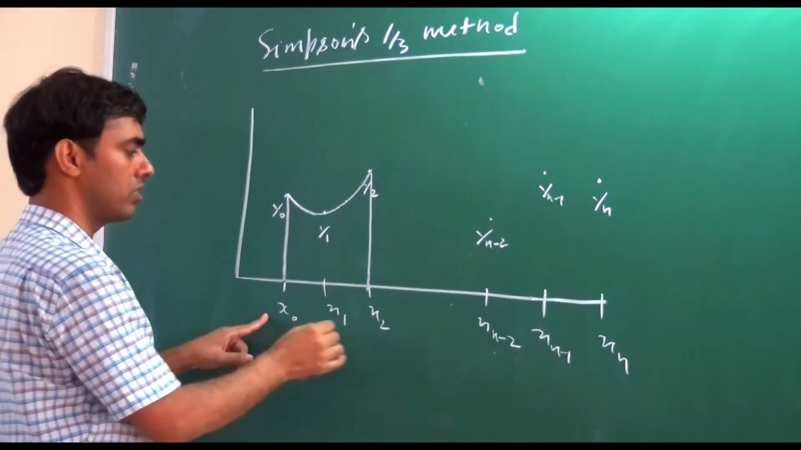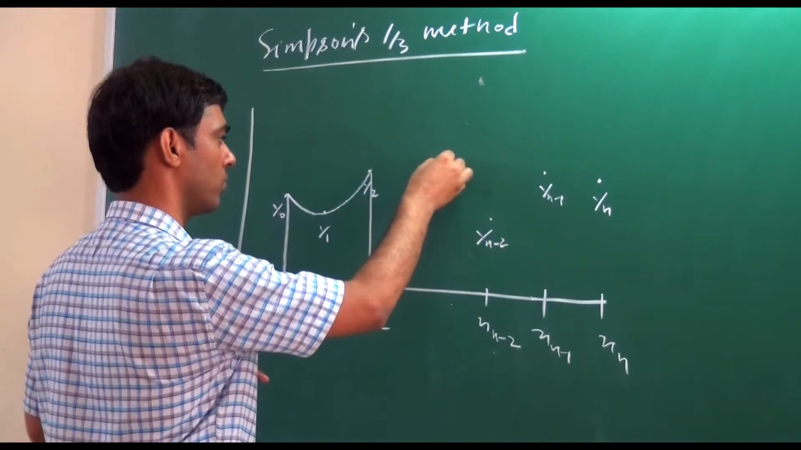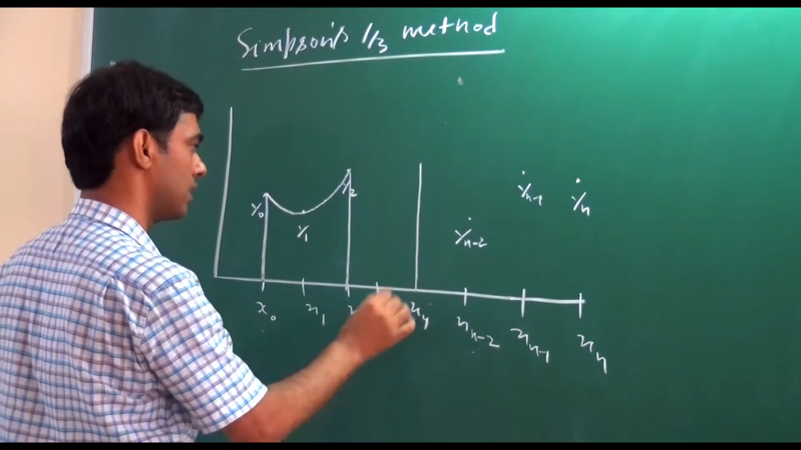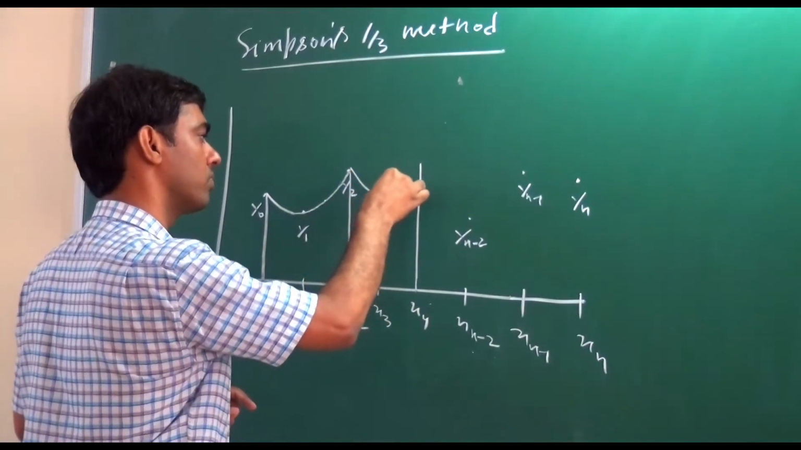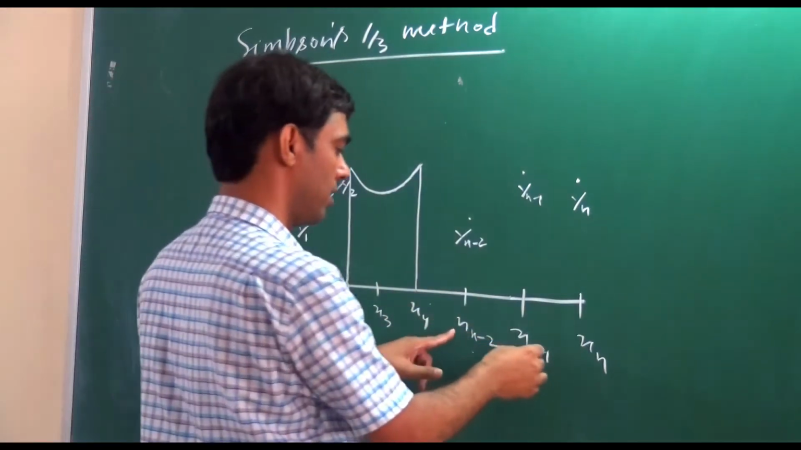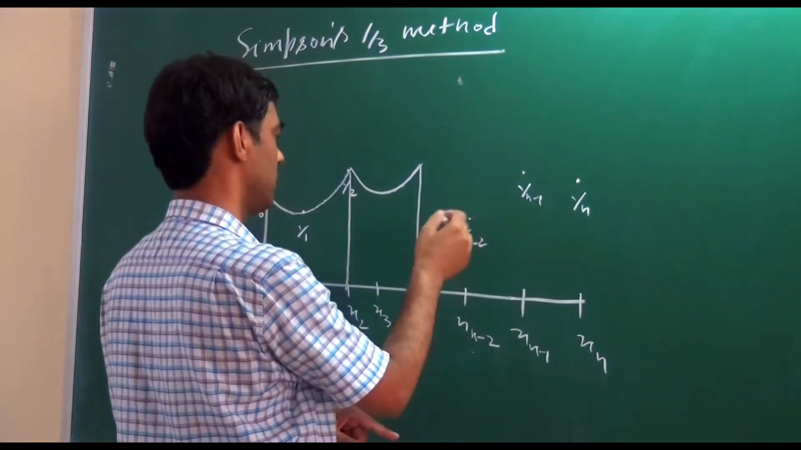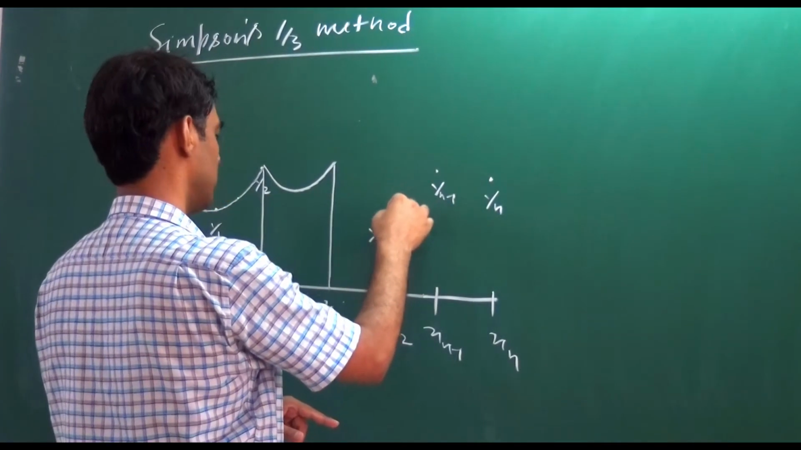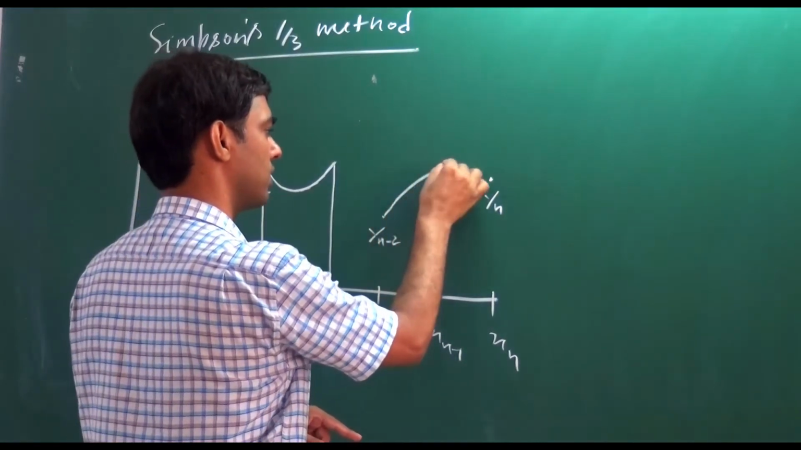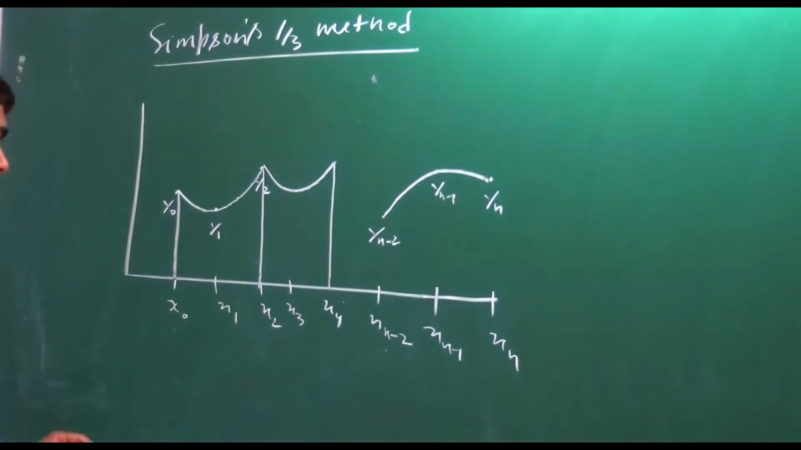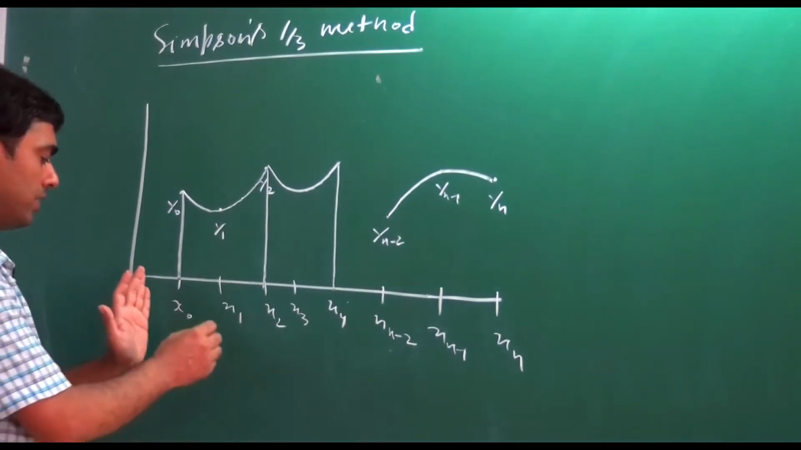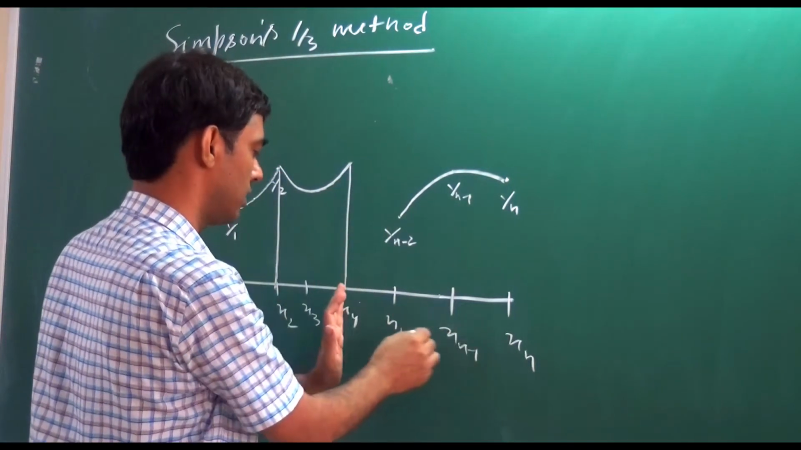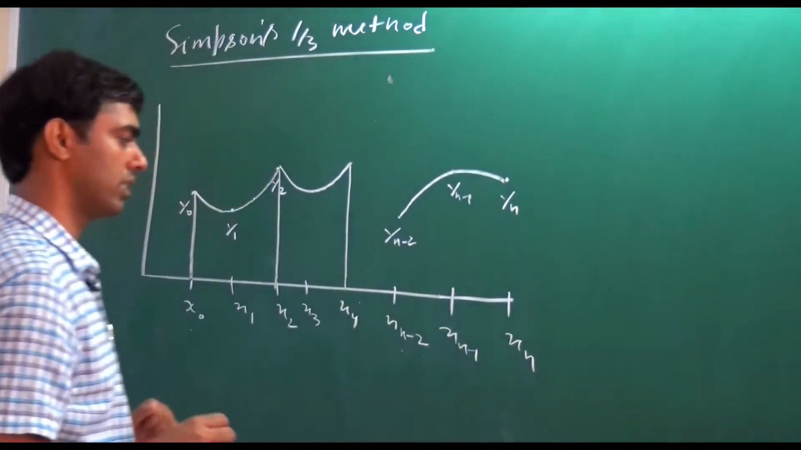From x0 to x2 we fit a polynomial of degree 2, similarly x2 to x4, with x3 in between, again we fit a polynomial of degree 2. In a similar manner, xn minus 2 to xn, we fit a polynomial of degree 2. So between x0 to x2 a polynomial of degree 2, x2 to x4 a polynomial of degree 2, and x4 to x6, similarly xn minus 2 to xn.